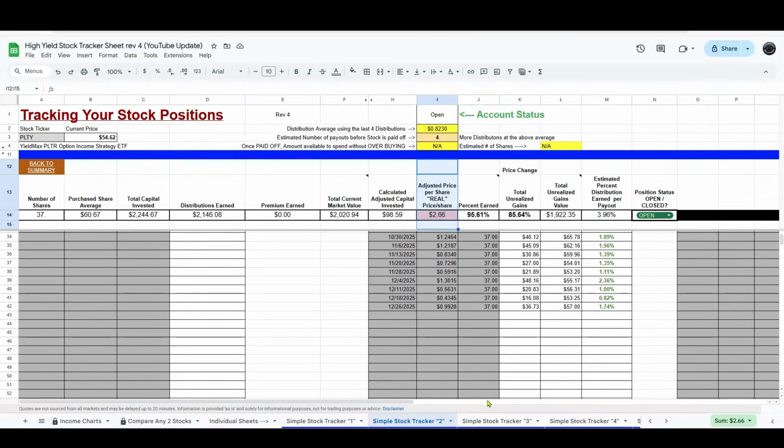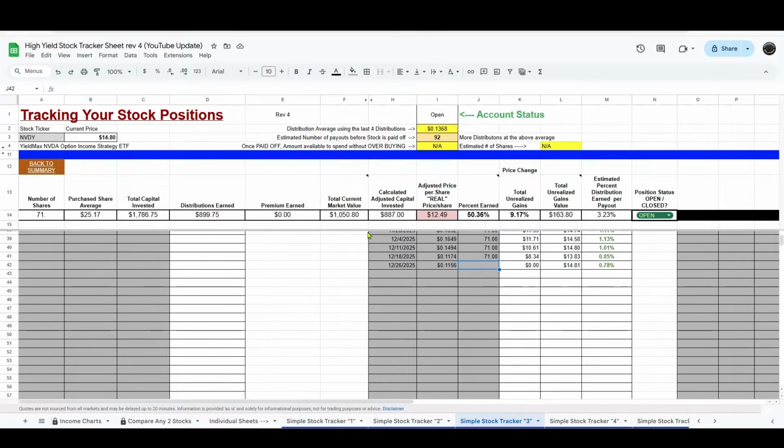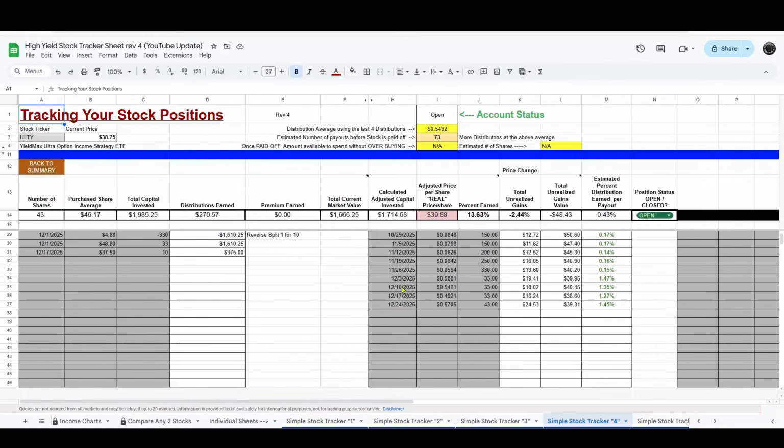So moving on from PLTY, we have NVDY, and NVDY paid out 11 cents. How many shares do I have? 71 shares. So my real price per share of $12.49 now becomes $12.38, and at a $14.80 current price, I'm sitting okay with this one, in my opinion. ULTY, we already updated this one, so you can see that my real price per share of $39.88 is still slightly above that current price of $38.75.